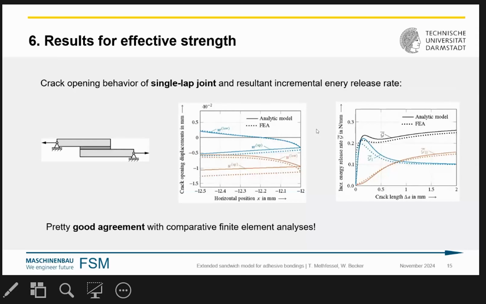So this has also been implemented in MATLAB. And here, for the case of a single lap joint, you see the resultant crack opening if there is a crack of a certain length, and you see there is again a pretty good correspondence to comparative finite element analysis. So this works as well. And here is the situation for the energy release rate mode 1 portion, mode 2 portion, and the total energy release rate with this local maximum. And again here, finite element calculations and our calculations have a good correspondence to each other.